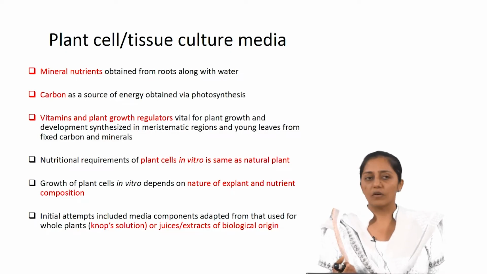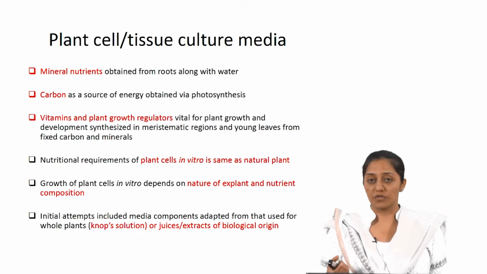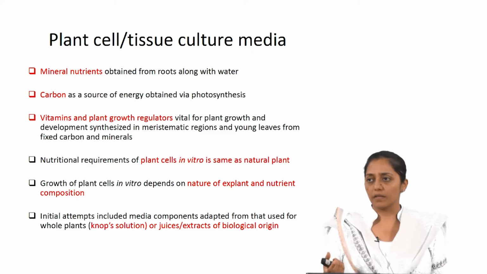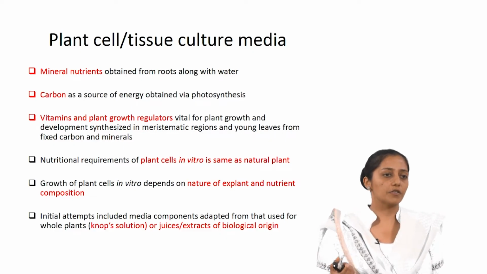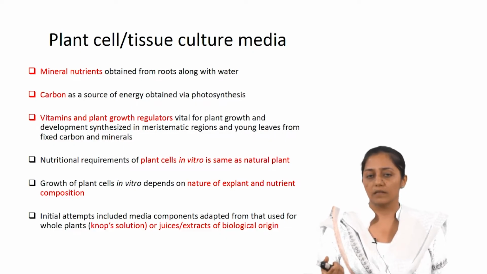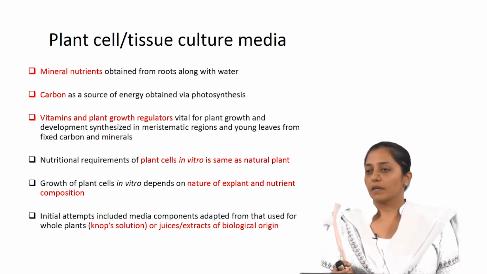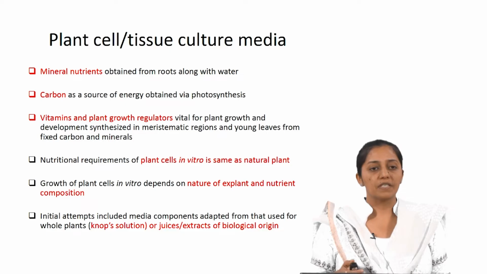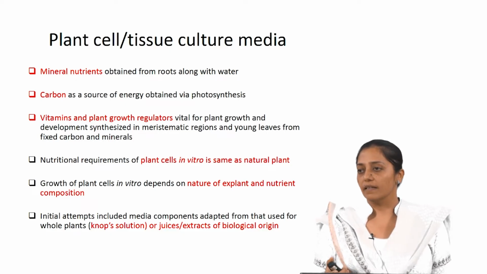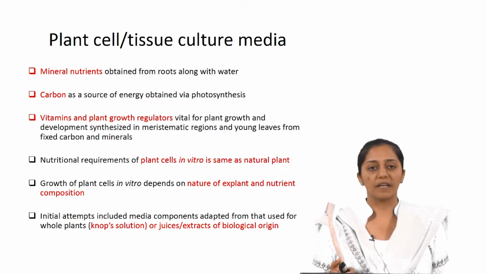Probably the reason is that those are the sites where they are most needed, and after production, they can be transported for various other developmental reasons to the mature parts of the plant. So vitamins and plant growth regulators, as I said, are synthesized in the meristematic region.